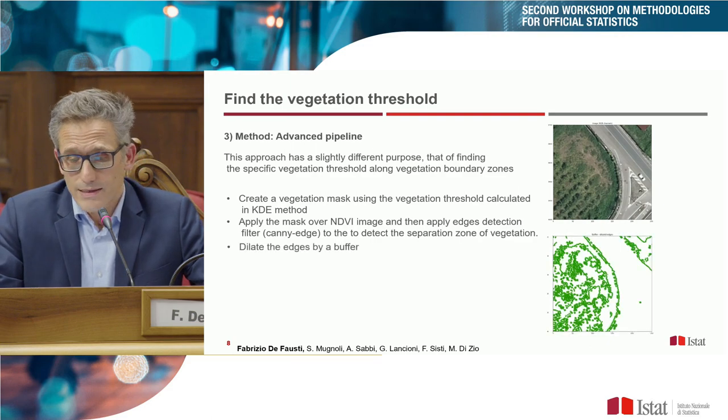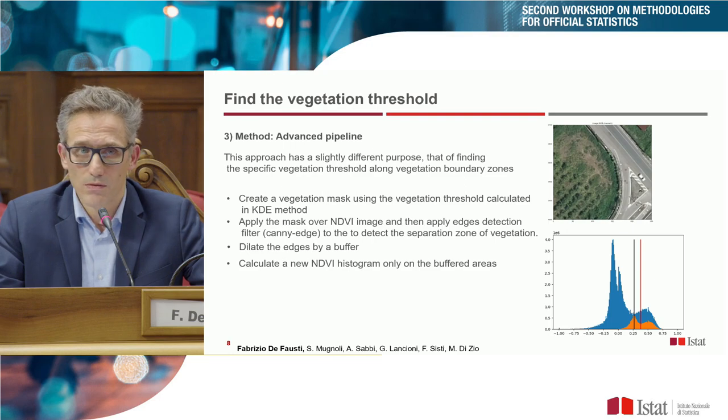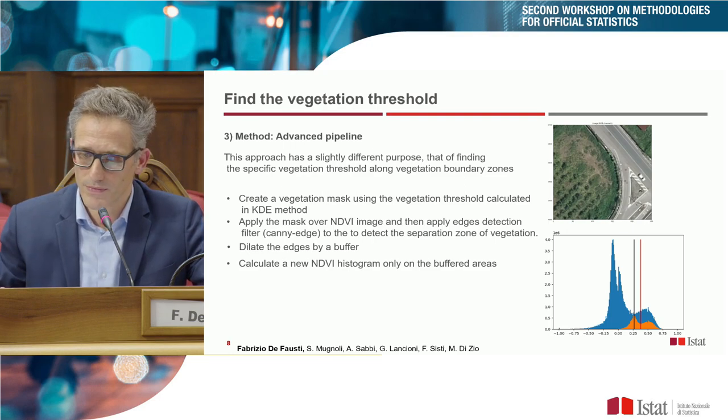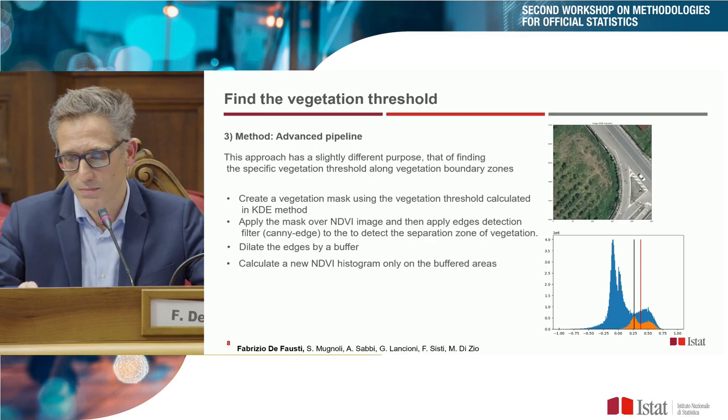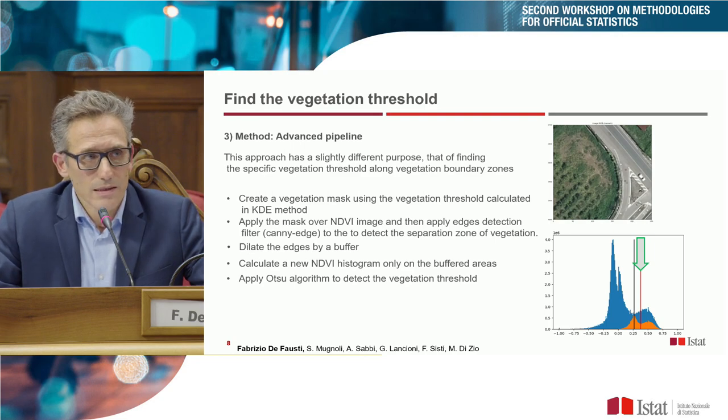Then we delete the edge by a buffer operation and calculate a new NDVI histogram only on the buffered areas. You can see the orange histogram. So we apply the Otsu algorithm, that is a binary clustering analysis algorithm, to detect the vegetation threshold. And this is the third method.